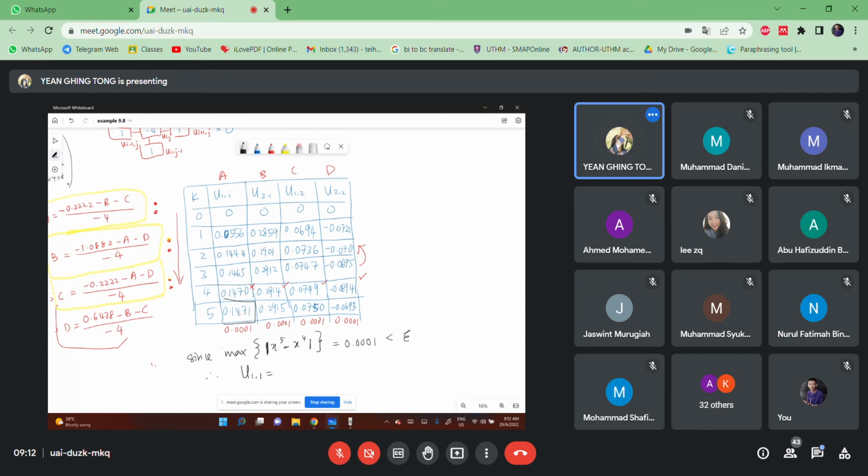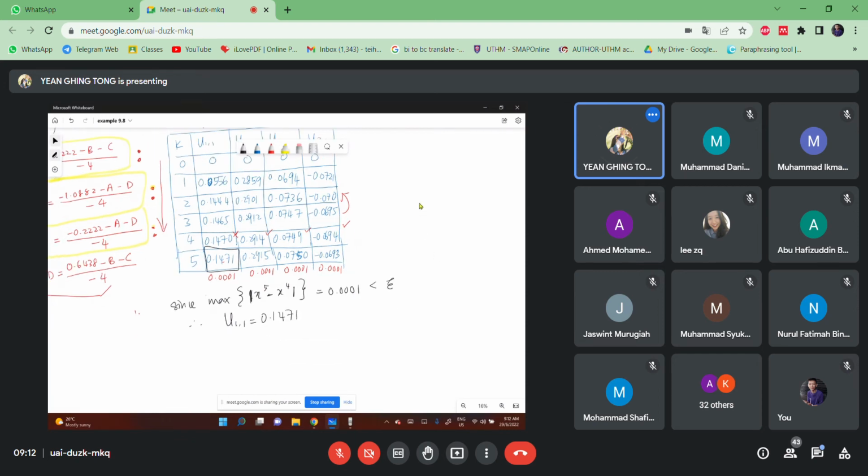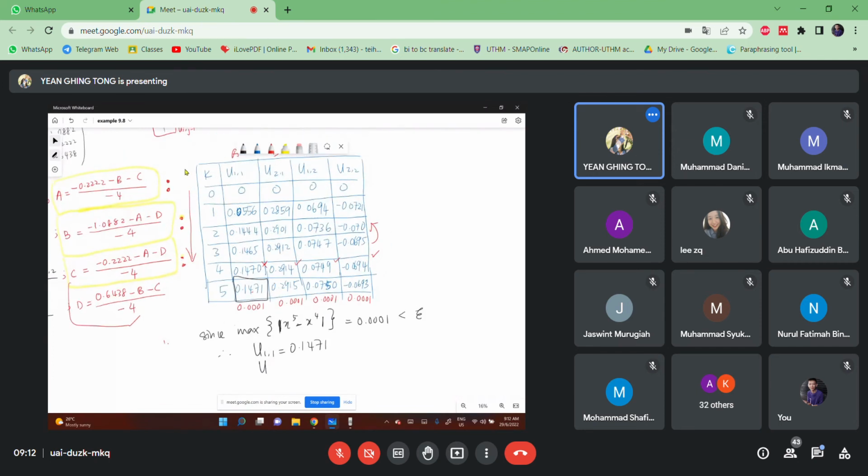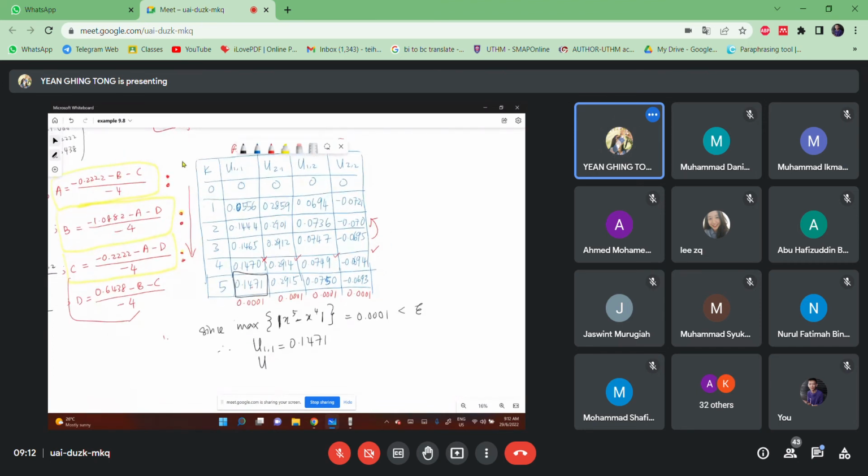0.1471. U21 is equal to 0.2915, and then U12 is equal to 0.075, and then U22 is equal to negative 0.0693. So done. So okay or not? Okay?